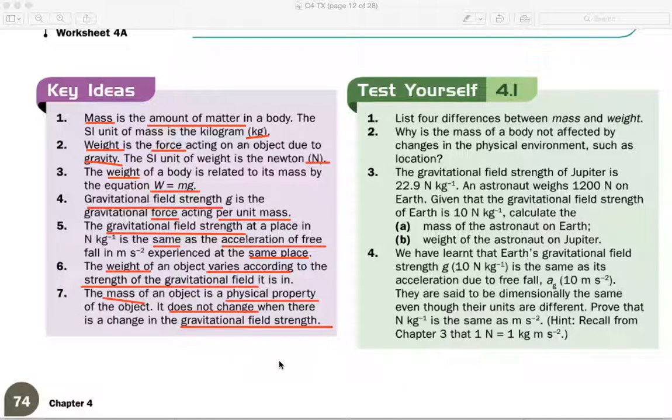Alright, so just a recap on the first two videos. Mass is the amount of matter, measured in kilograms, whereas weight is a force, measured in newtons. The formula for weight is W equals mg, and we talked about gravitational field strength. It's basically the force per unit mass, and it's the same value as the acceleration of free fall in the same place, and that's important. So the weight of an object varies depending on the strength of the gravitational field, and the mass is a property that does not change, even though there are changes in the gravitational field strength.